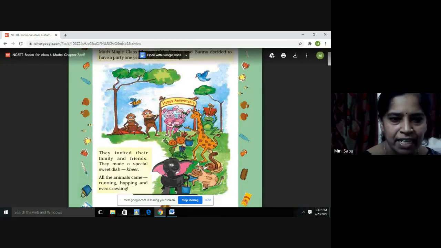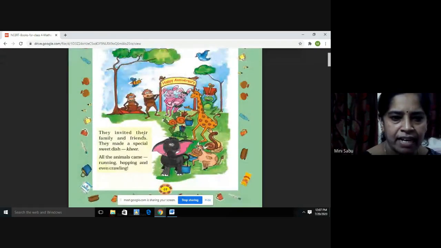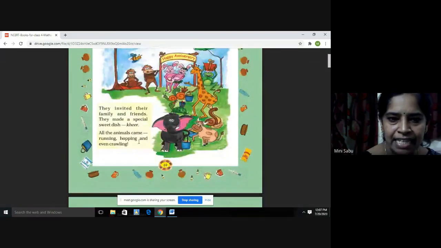Okay, then they invited their family and friends. They made a special sweet dish called kheer. Do you like kheer? Okay. There in the wedding anniversary party, the special sweet dish made is kheer.